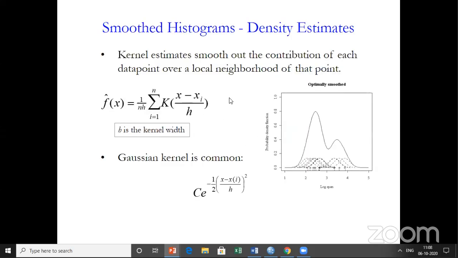Then you have smoothed histograms. That is, you just take a density function. What is a density function? Suppose I say here, 1 by sigma root 2 pi e power minus half of (x minus mu by sigma) whole square.